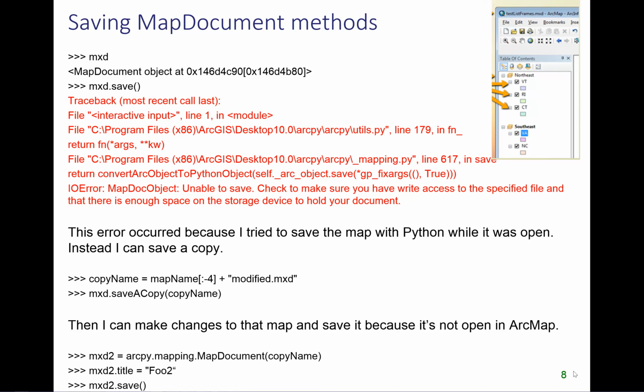If you want to make changes to that document, you can save a copy. You can call the save a copy command with a different file name, and that will work okay. Then you can make additional changes to that file. So as long as that map file is not being used currently by ArcMap, then you can call that save function and that will work fine.